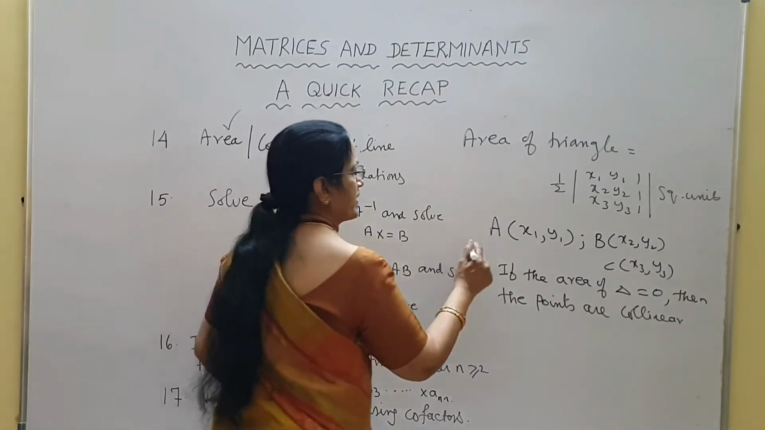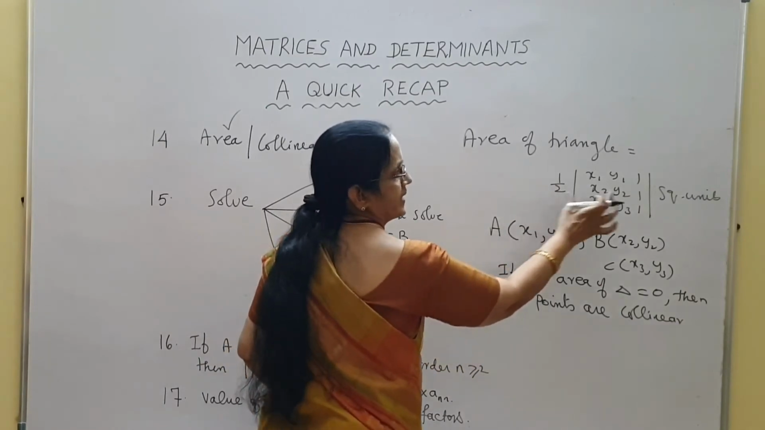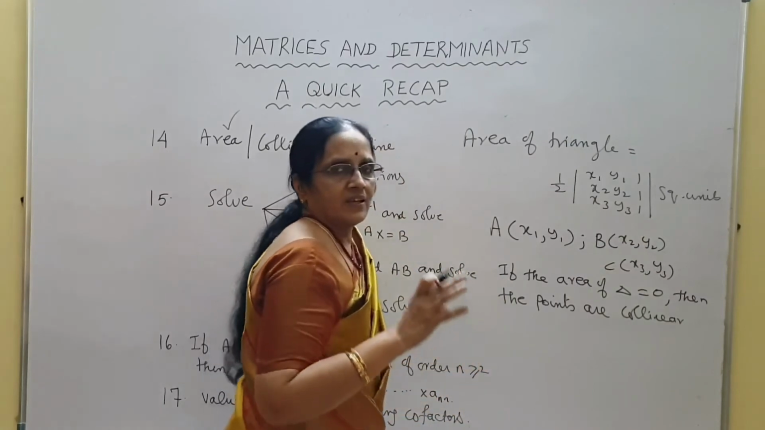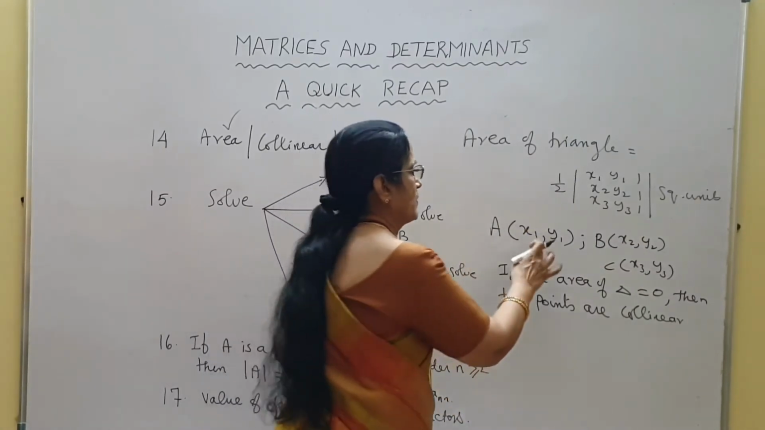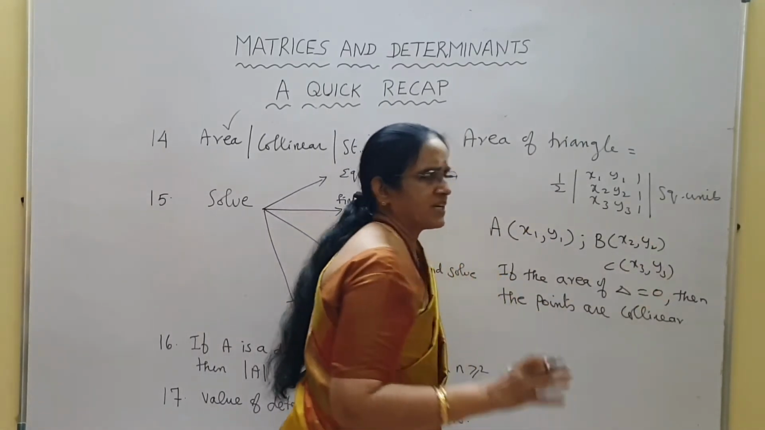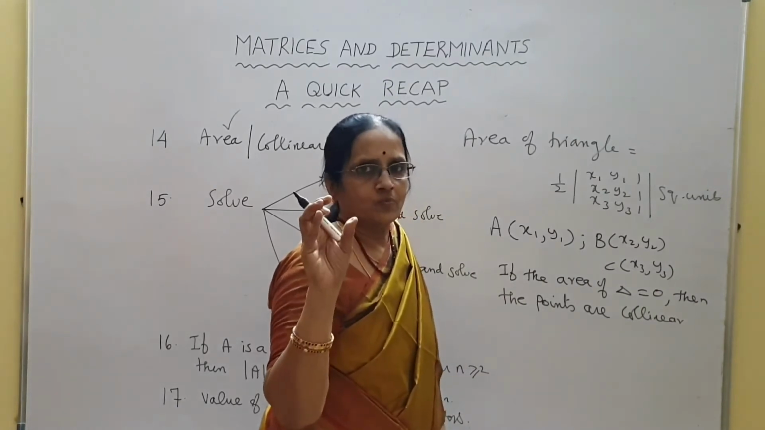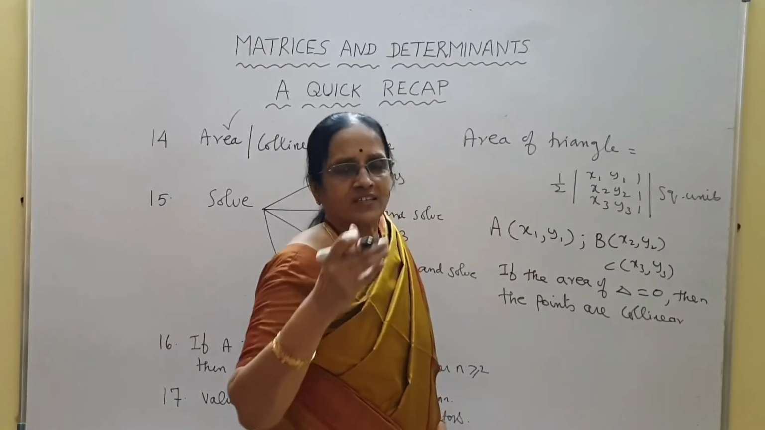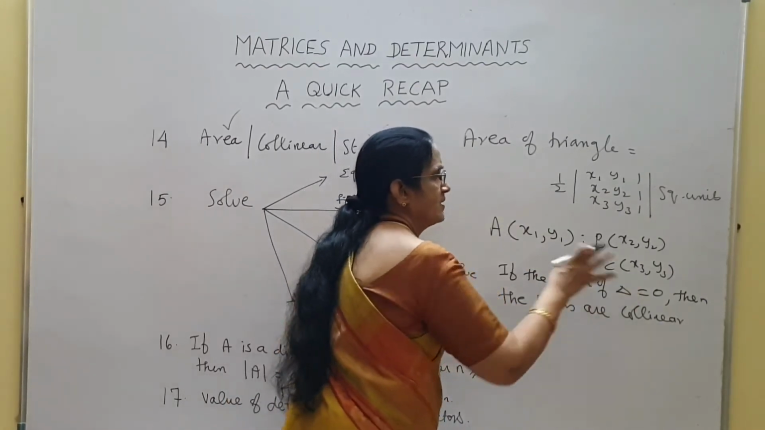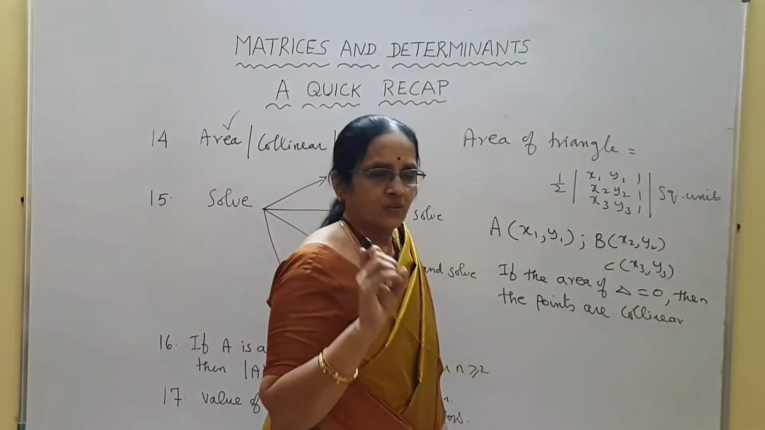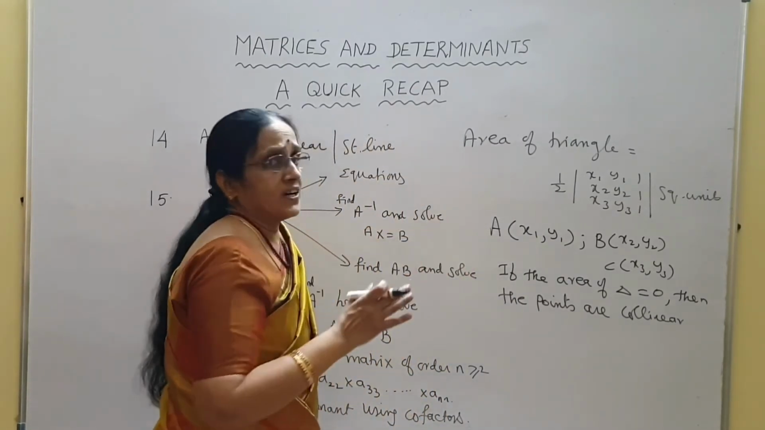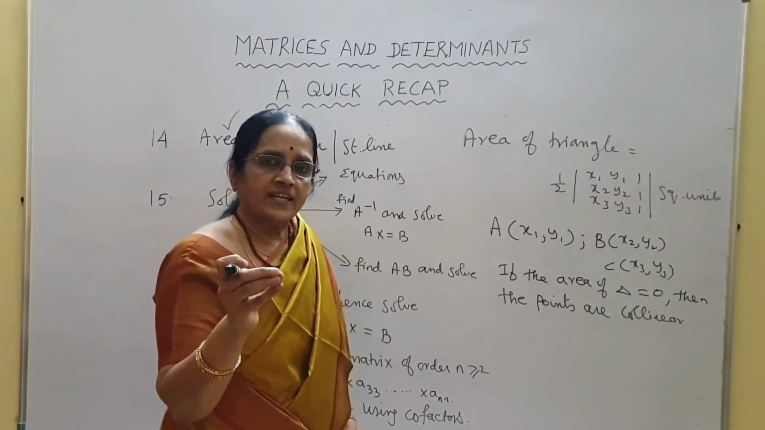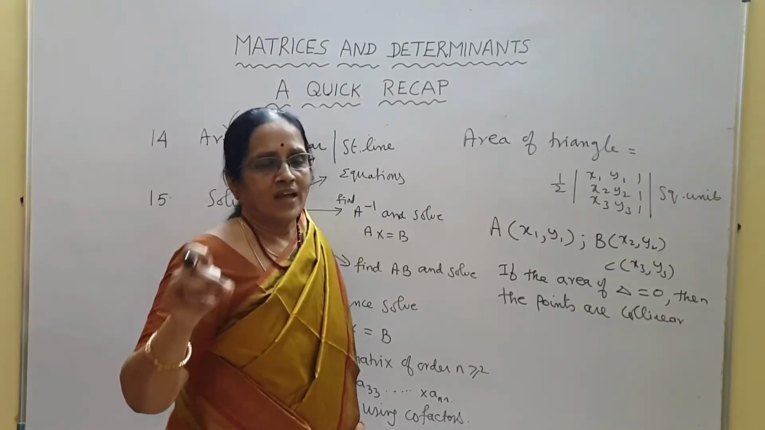So, what is the formula for area of the triangle? Half of determinant x1, y1, 1, x2, y2, 1, x3, y3, 1. When you substitute for x1, y1, x2, y2, x3, y3, because the 3 points will be given to you, if you get the area 0, then you can conclude the points are collinear.